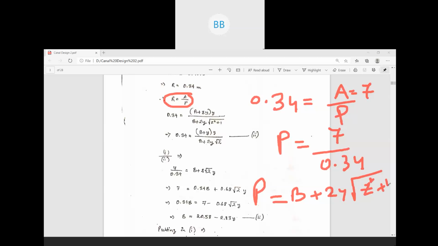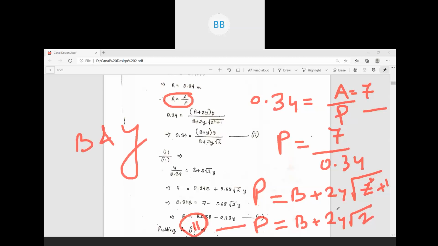That P value is known to you. You are going to calculate from this equation. Then b is unknown to you, y value is also unknown, z value we have considered 1, so it will be b plus twice y root over 2. You can consider this as equation 2. So we have equation 1 and equation 2. In equation 1 we have two unknowns, and in equation 2 also we have two unknowns, so you can solve both the equations and find out the b and y value.